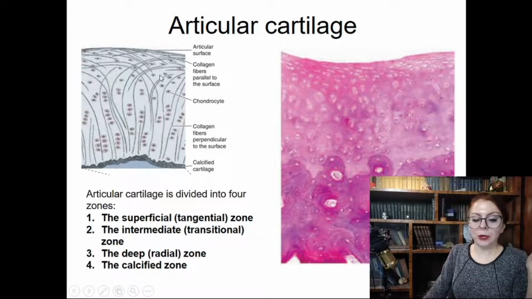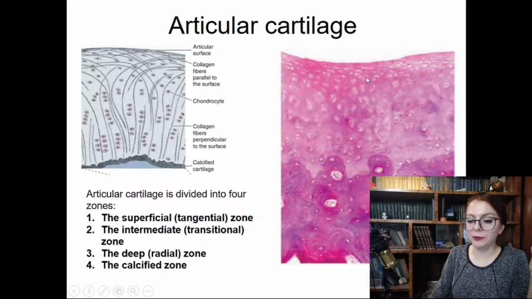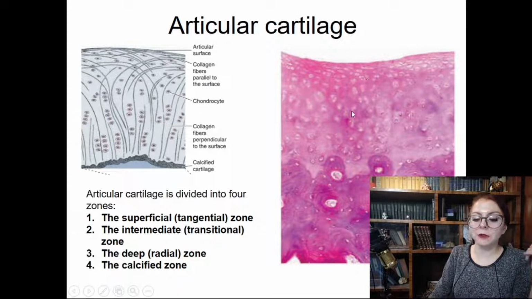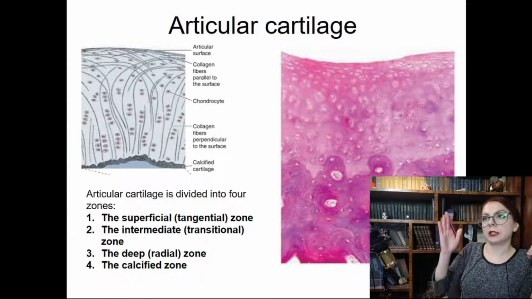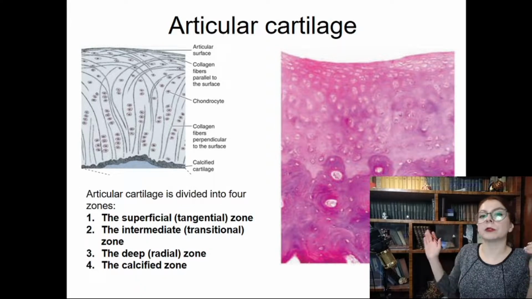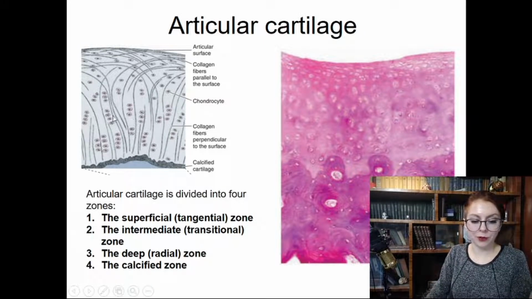Under it, we have the intermediate or transitional zone. Here we can see more rounded cells, a little bit larger in size. And after that, the thickest zone, which is the deep radial zone. In the deep radial zone of the articular cartilage, collagen fibers as well as cells are arranged along parallel lines. That's why it is called the radial zone, because here the fibers resemble rays.